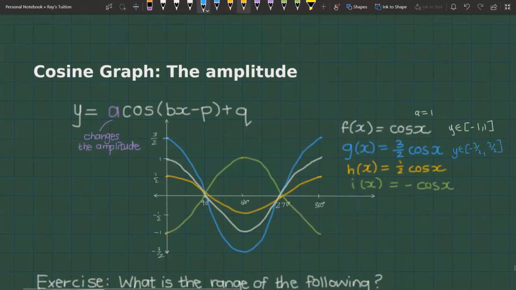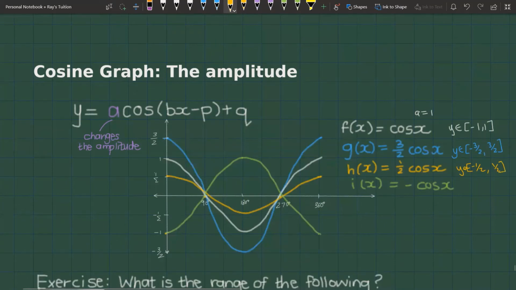In the next graph, we have that our A value is a half, the coefficient of cos, and in this graph over here, our range is from -1/2 to 1/2. As you can see in this graph over here, it has been squashed, so it's shorter than the white graph.